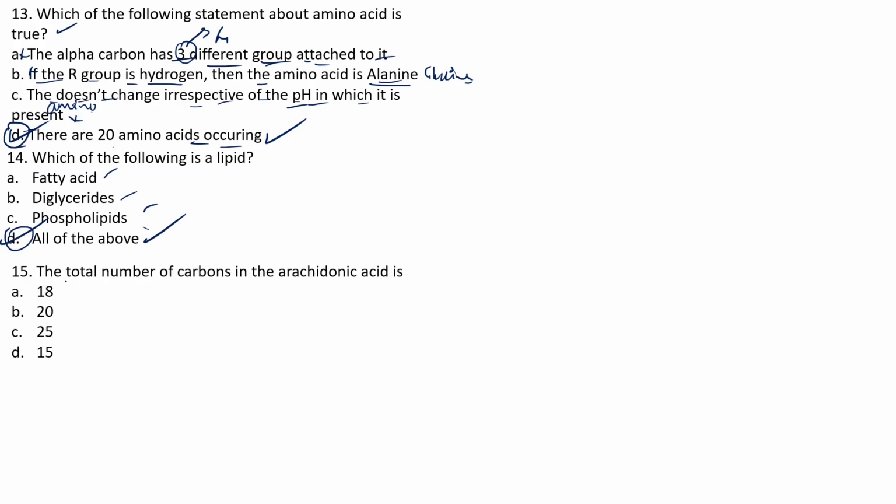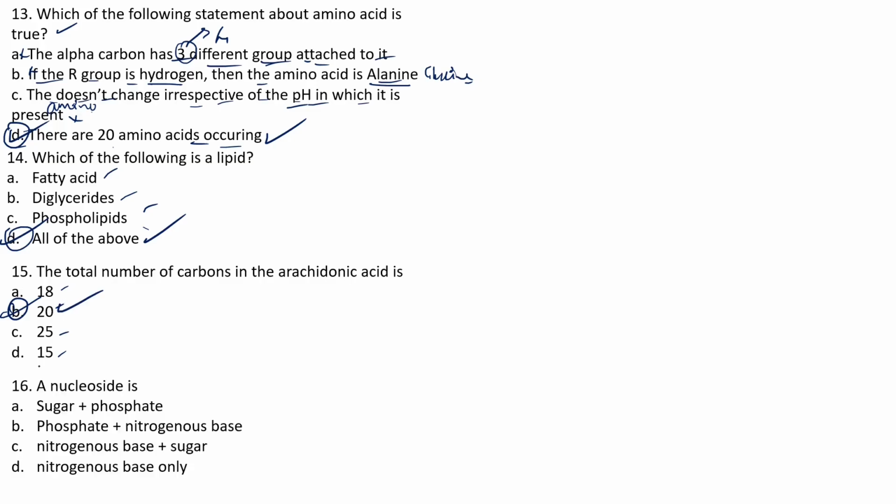Now moving on, the total number of carbons in arachidonic acid is 18, 20, 25, 15. We know in the case of palmitic acid it is 16, and in the case of arachidonic acid it is 20. Hence B is going to be our right answer.